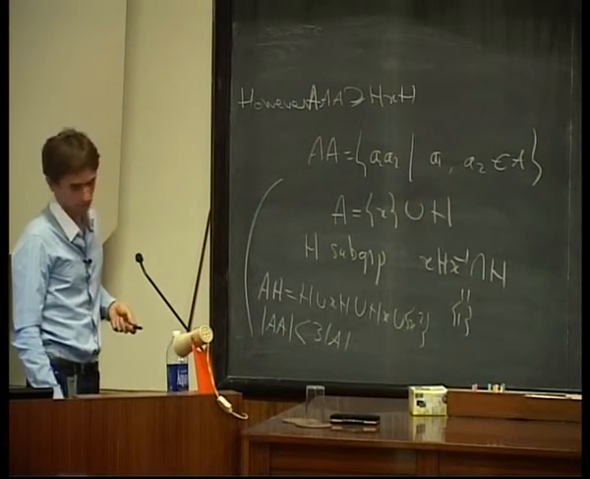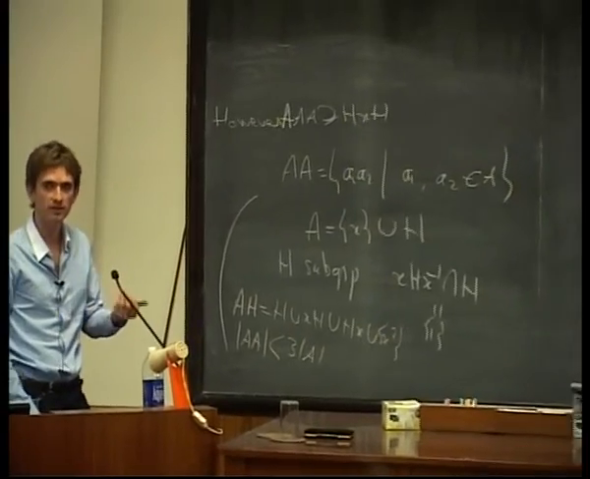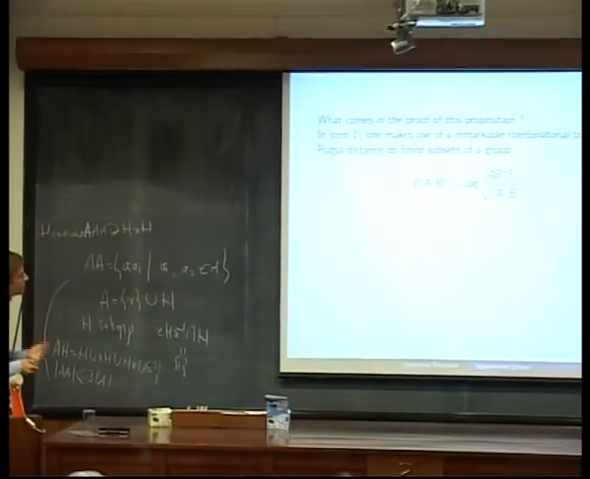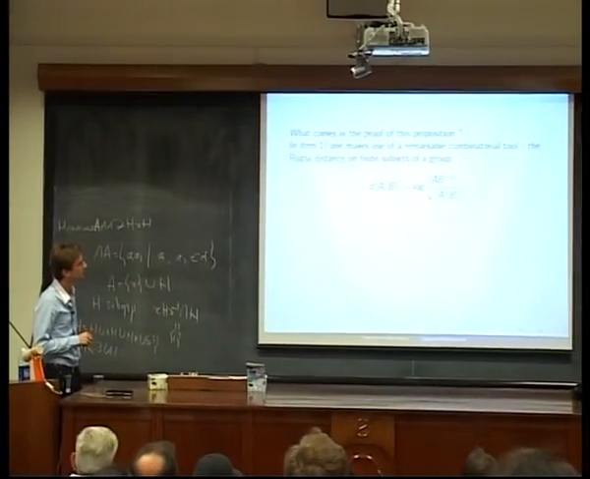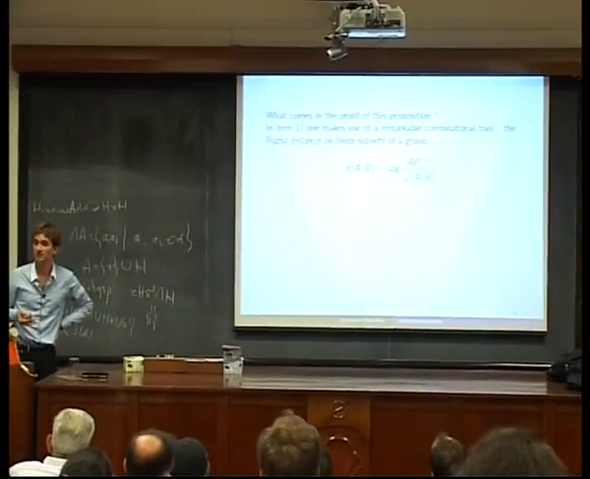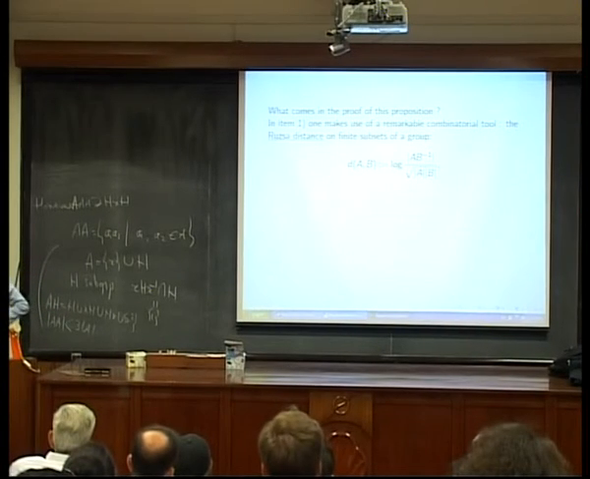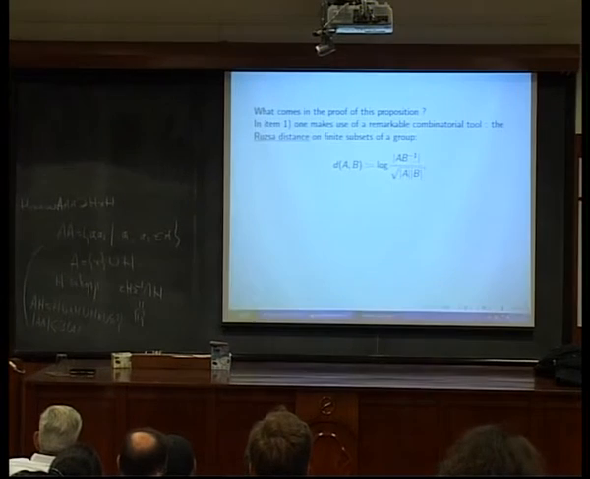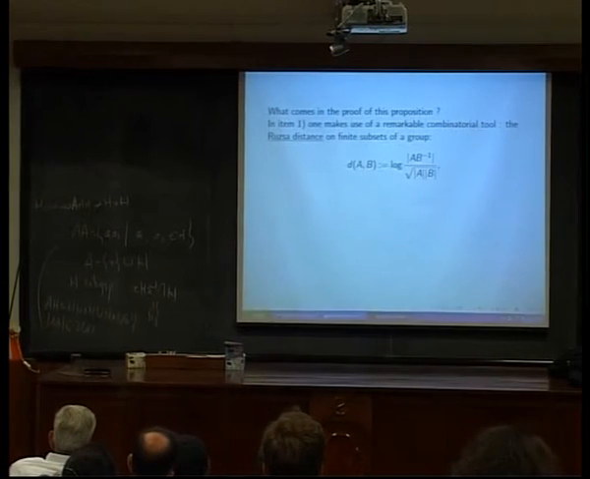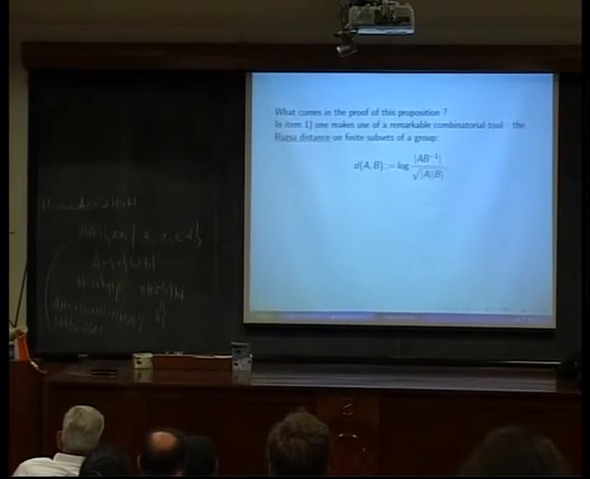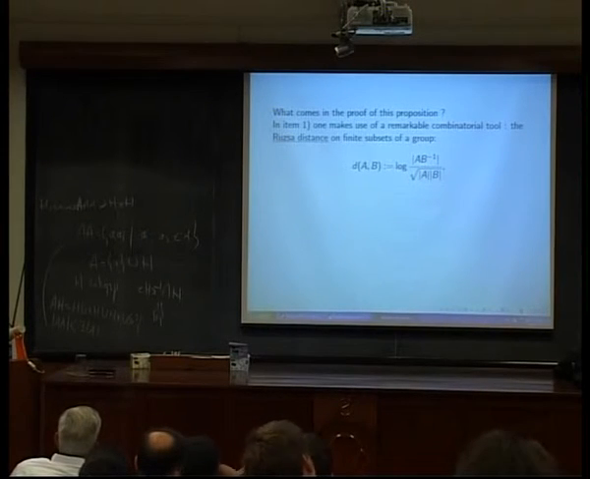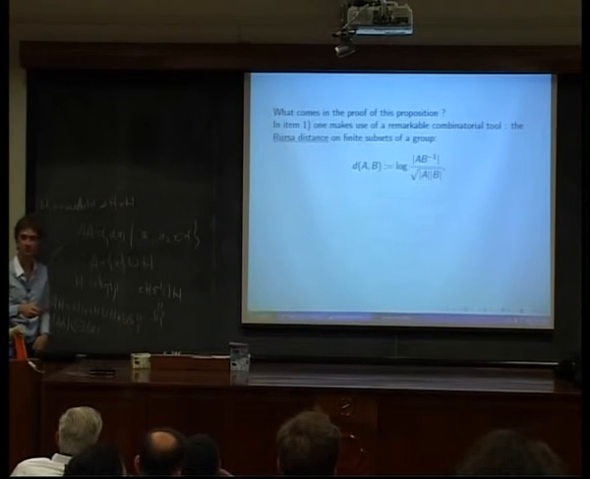Okay, so what comes in the proof of this proposition? Well, this is basically combinatorics. So two key ingredients are the Ruzsa distance. So this is a quite remarkable distance, actually, that you can put on finite subsets of a group. So you have a group, you have finite subsets of a group, and you form this quantity, the log of the size of A B inverse divided by the square root of the size of A times the size of B. Okay, so this is non-negative, easy exercise.